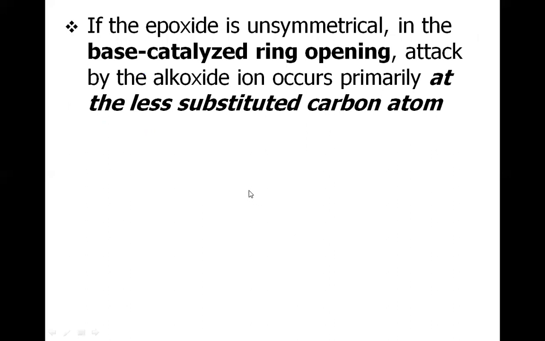Now let us discuss the regioselectivity of the epoxide opening. If the epoxide is unsymmetrical, then in the base catalyzed ring opening, the attack of the alkoxide ion occurs primarily at the less substituted carbon atom. What it means is simply this: this is an epoxide which is not symmetrical. We have the methyl group attached here, and we do not have the methyl group on the other carbon.